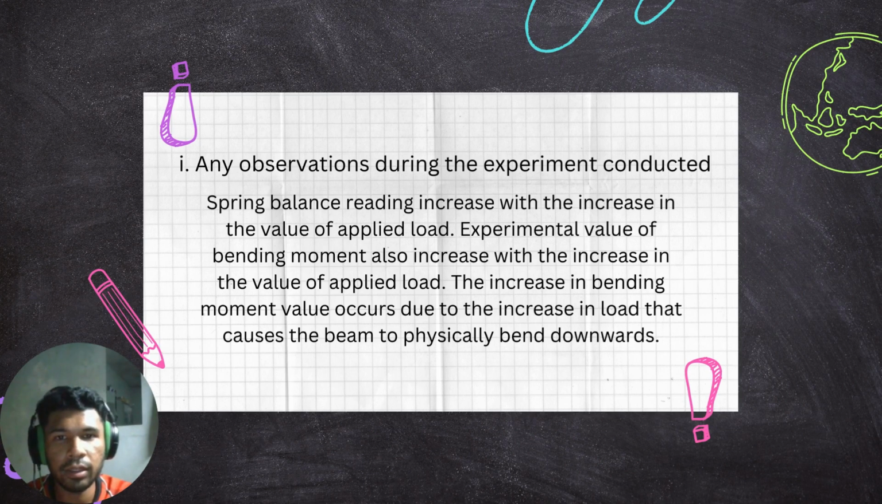Okay, any observation during the experiment conducted? Spring balance reading increased with the increase in the value of applied load. Experimental value of bending moment also increased with the increase in the value of applied load. The increase in bending moment value occurs due to the increase in load that causes the beam to physically bend downward.